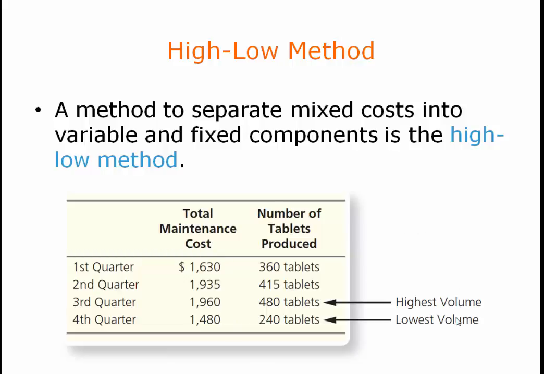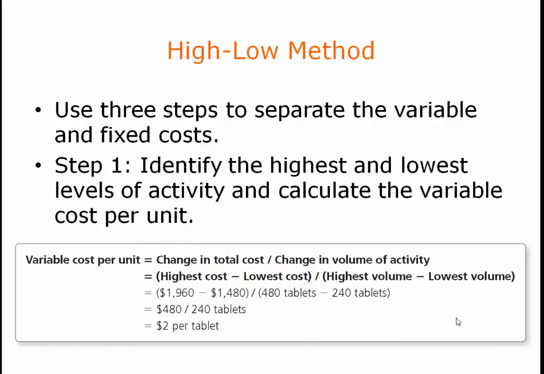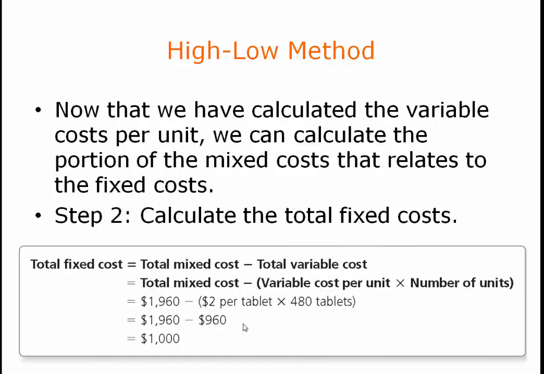So let's take a look at how this works. We're going to take the high level of activity, dollars, divided by the low level of activity, and the high level of tablets divided by the low level of tablets, and it says $2 per tablet. And if you think about it, when you see something that says per tablet or per unit, that generally is going to tell you that it's a variable cost. So we're identifying the variable cost per unit here. But now we're going to go back and put that into an equation to calculate our total cost.